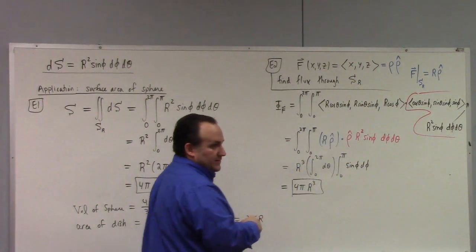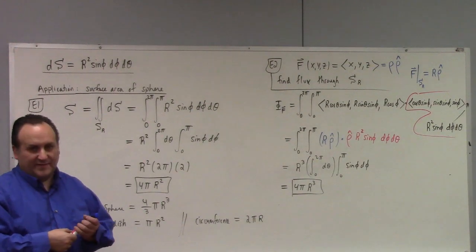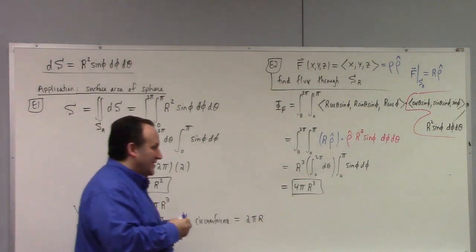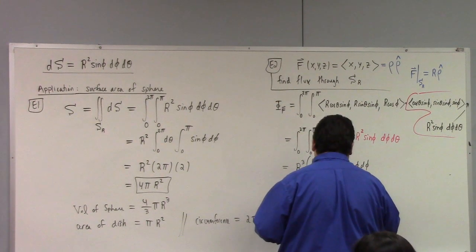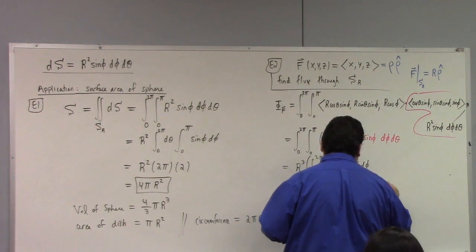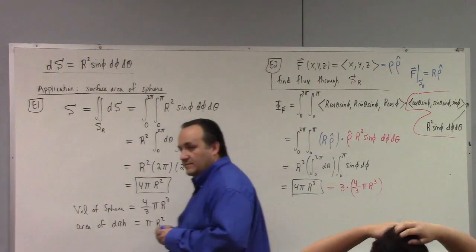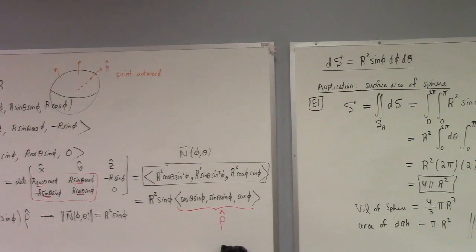I know that this answer that I found is right because, and this is a future looking comment, this is exactly 3 times 4/3 pi R cubed. That is not an accident. So I'll just leave that as a comment that you can understand in about a week from now. All right, not yet, maybe.